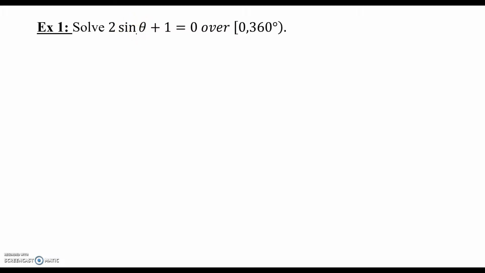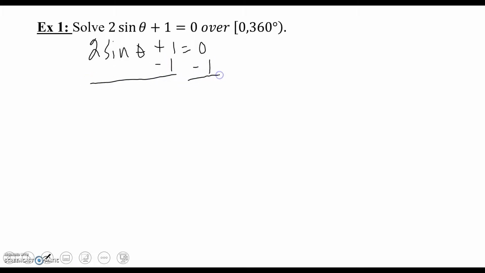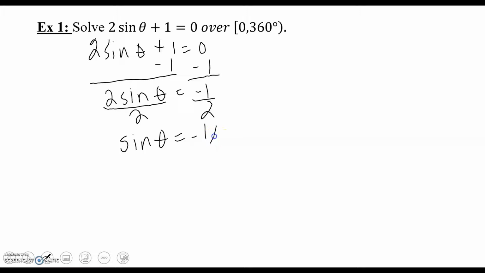So I'm just going to start with 2 sine of theta plus 1 equals 0. And the way I isolate sine theta is I move 1 to the other side by subtracting 1 from both sides. And that gives me 2 sine of theta equal to negative 1. Then I divide both sides by 2, and that gives me sine of theta is equal to negative 1/2.